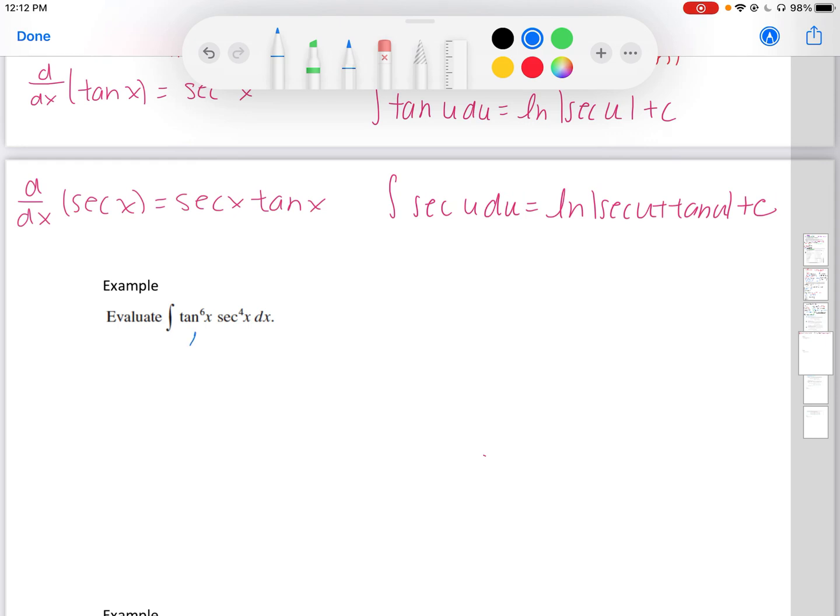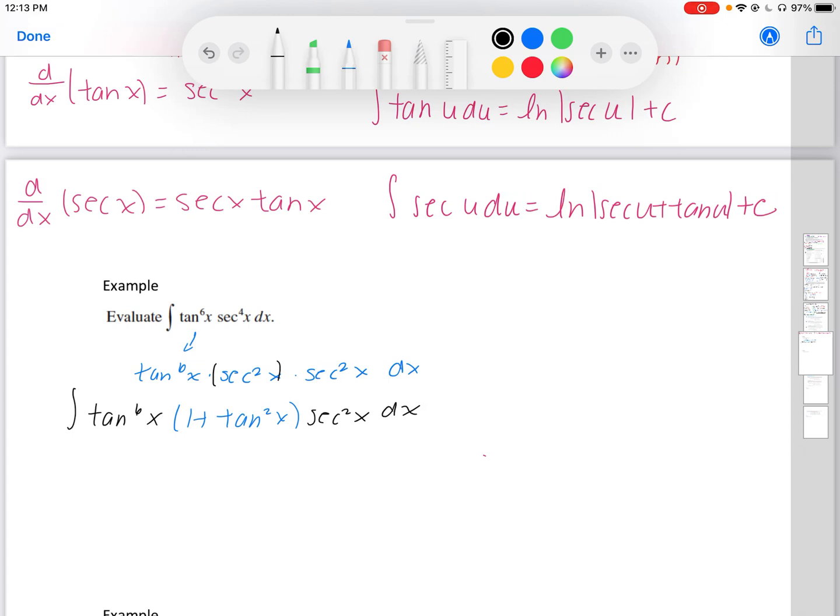All right, so let's break this down. We have tangent to the sixth power, that stays the same, times we're going to split secant into two different products, secant squared of x times secant squared of x dx. Now I'm going to use one secant squared as a Pythagorean identity, so that we have tangent to the sixth power of x times 1 plus tangent squared of x, and we'll keep the other secant squared the same because we need it for our derivative.